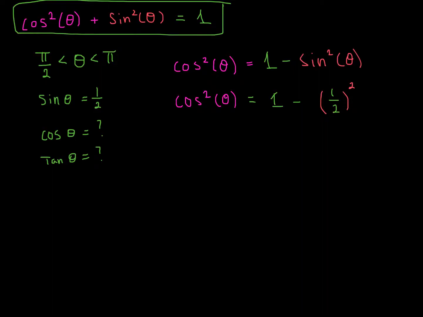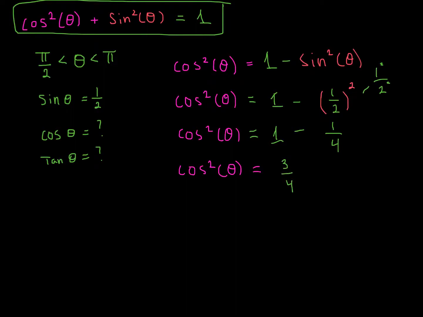Not too bad. So the cosine squared of theta is equivalent to 1 minus 1/2 squared. You could think about that as 1/2 times 1/2. Another way of thinking of this is 1 squared over 2 squared. So it's going to be 1/4. And so we now know that the cosine squared of theta is equal to 3/4.